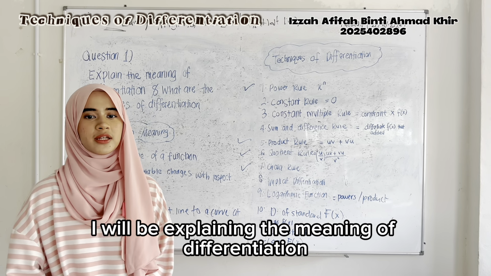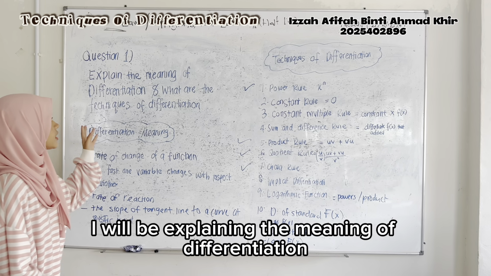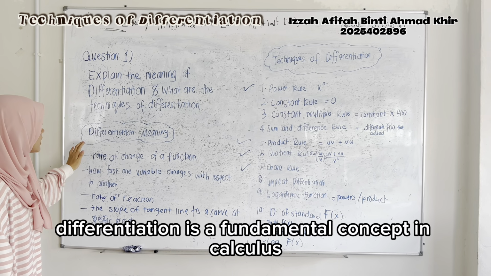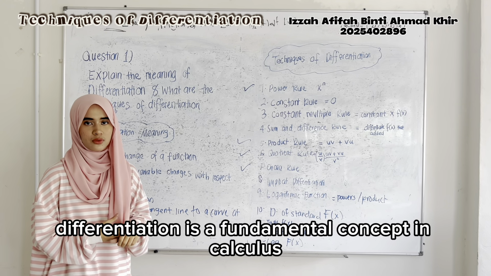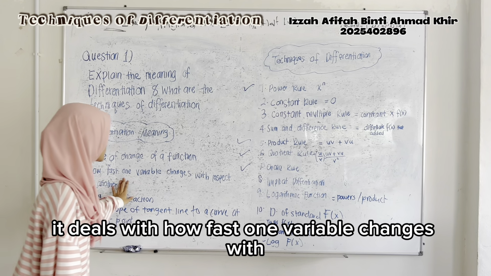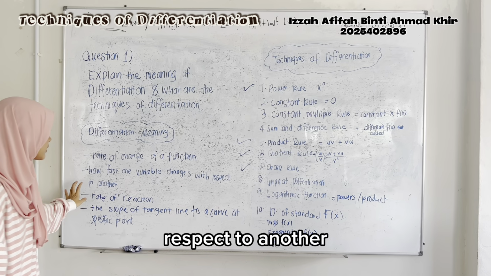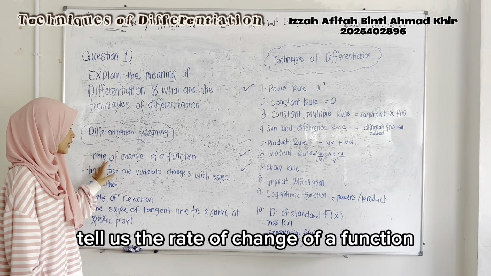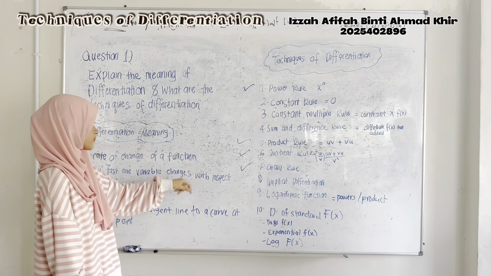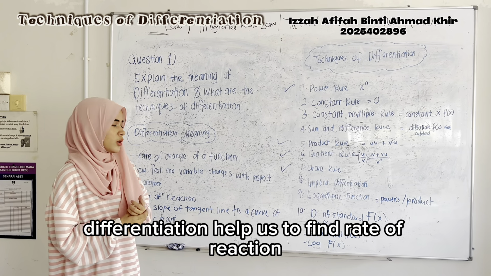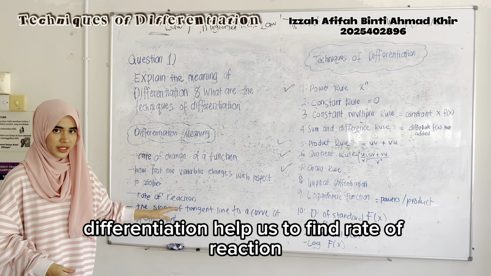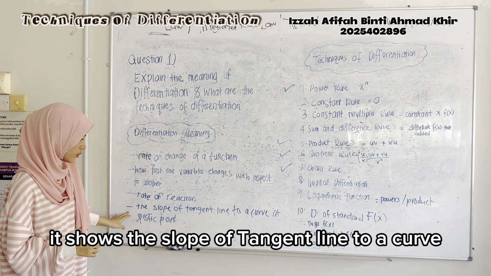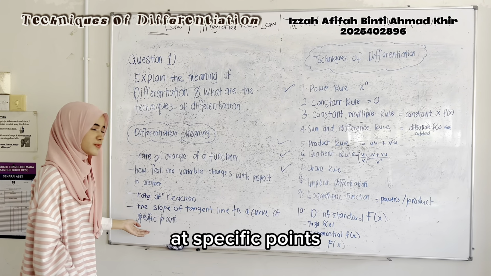I will be explaining the meaning of differentiation and what the techniques of differentiation are. Differentiation is a fundamental concept in calculus. It deals with how fast one variable changes with respect to another. In short, differentiation tells us the rate of change of a function. Differentiation helps us to find the rate of reaction. Geometrically, it shows the slope of the tangent line to a curve at specific points.